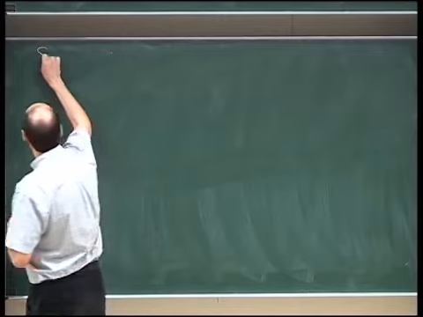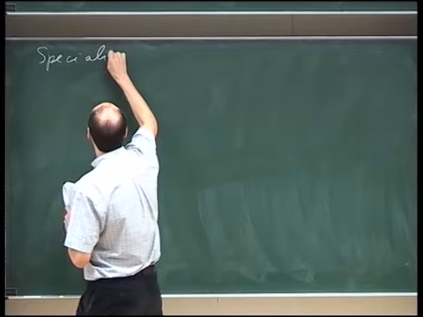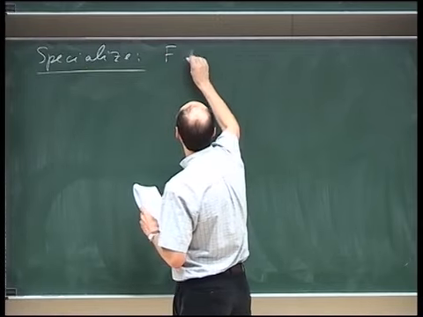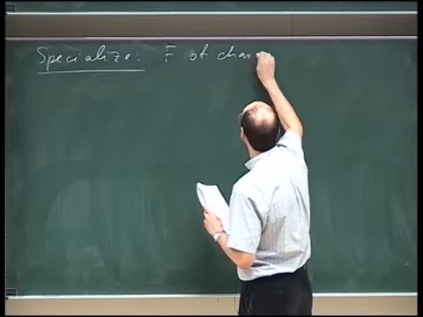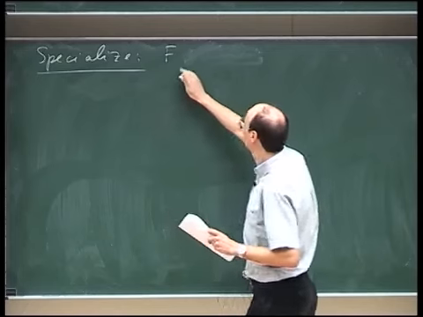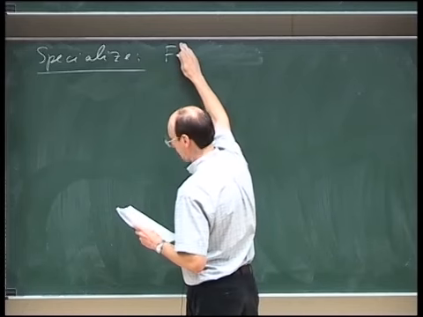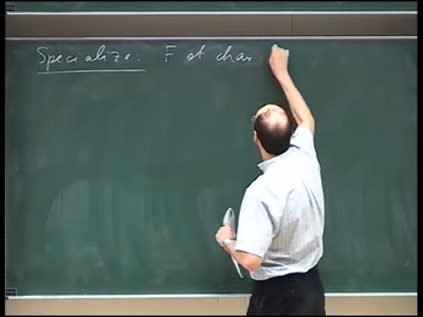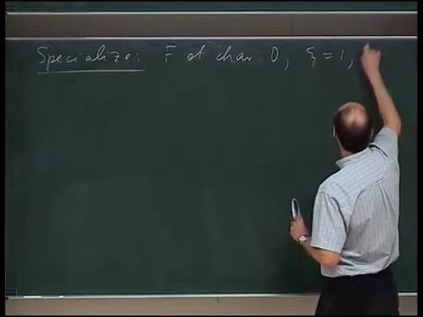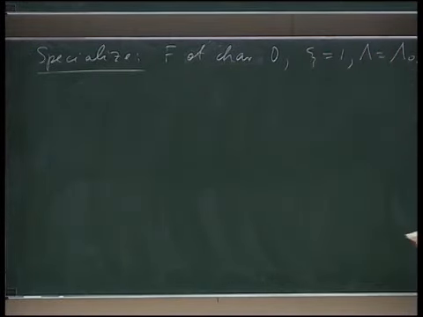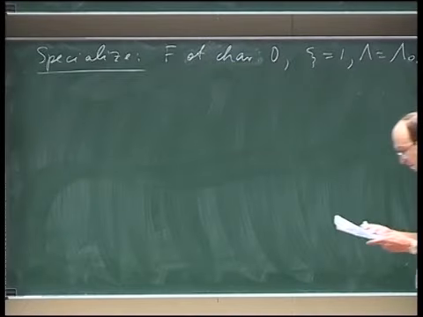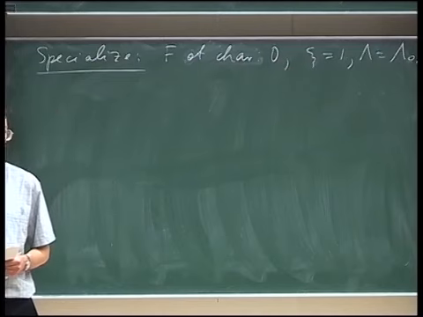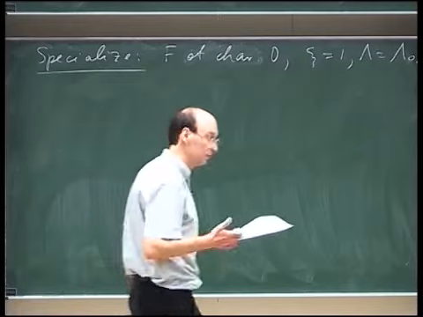So let's specialize drastically, as follows. Let's take F to be of characteristic 0. Let's take psi to be 1, and let's take lambda to be lambda 0. So that's precisely the group algebra of the symmetric group. And we already know secretly what combinatorics is going to come in, so let's not play any games. So there will be partitions and standard tableaux.